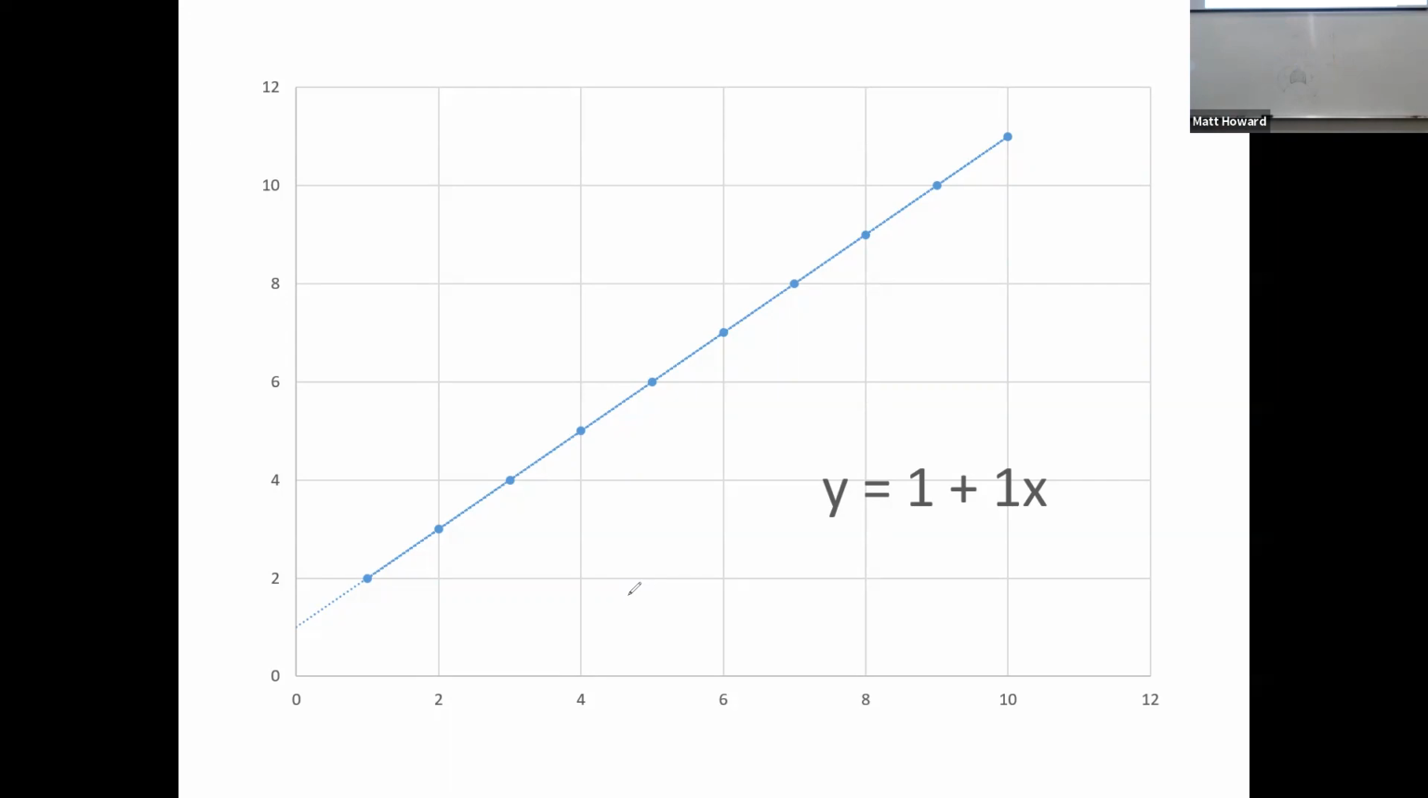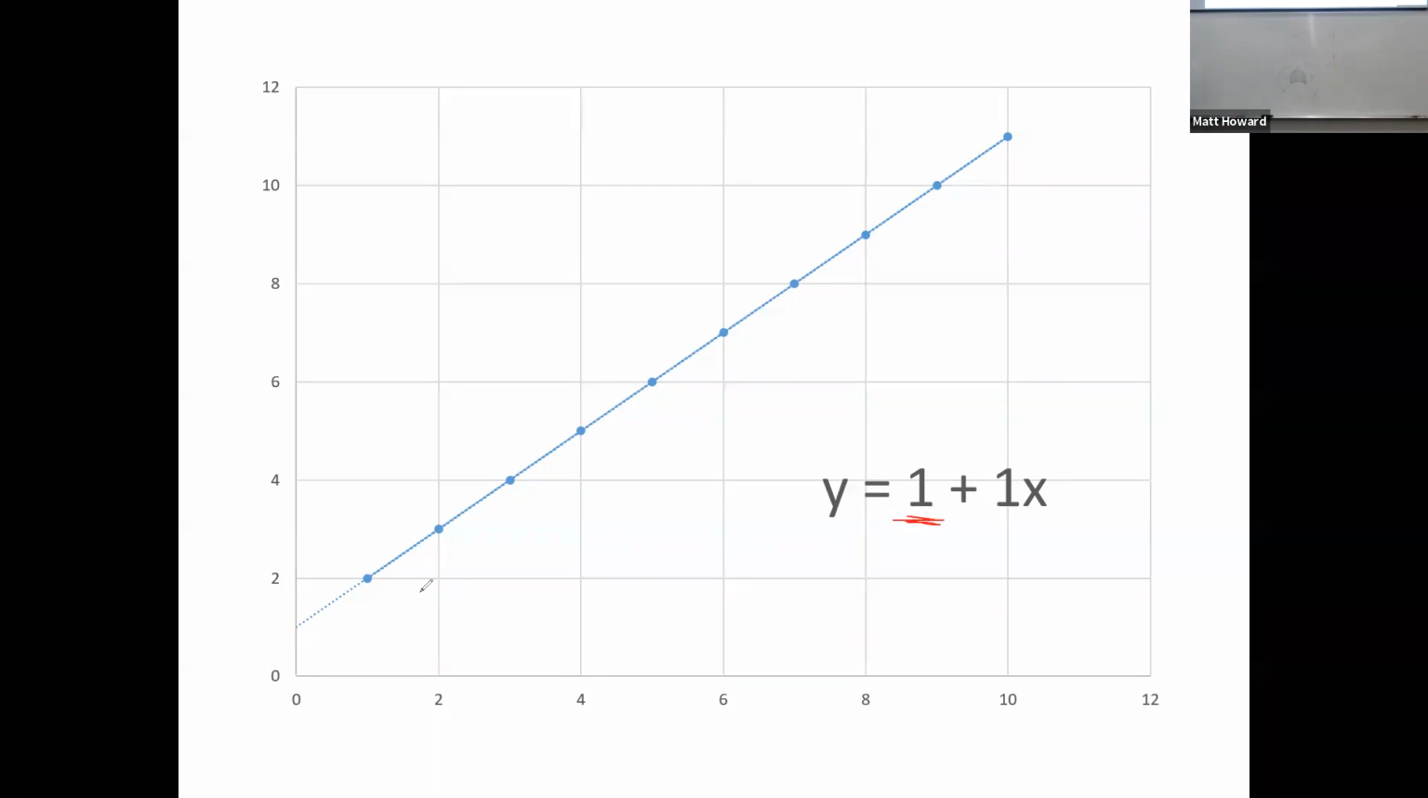Exactly correct. Because beta naught, this is beta naught right here. Beta naught is the intercept, so it's where the line intersects with the y-axis. So in this example, our beta naught was 1, and that's exactly reflected right here. Even if we didn't know what this figure looked like, we could look at our beta naught and know where the line intersects with the y-axis. Okay, so that's how the beta naught is reflected.